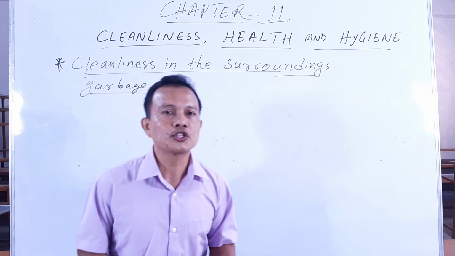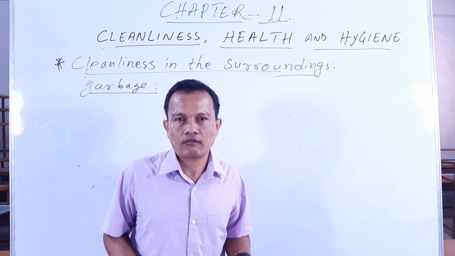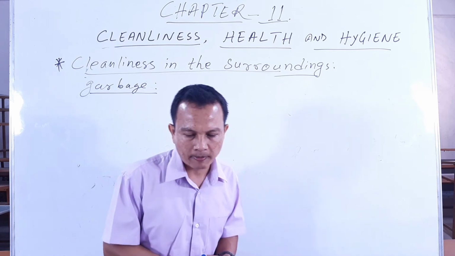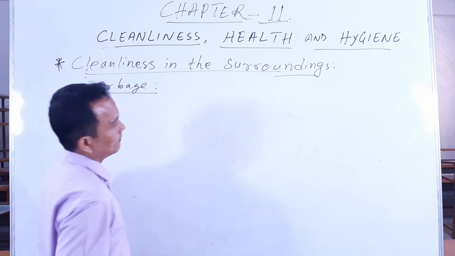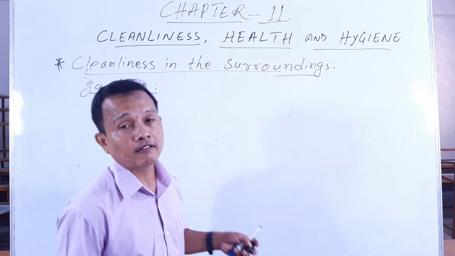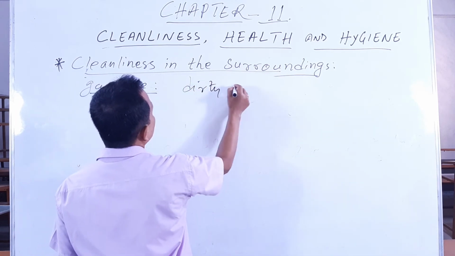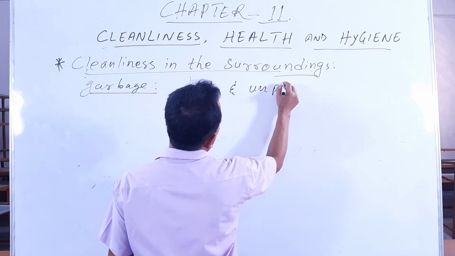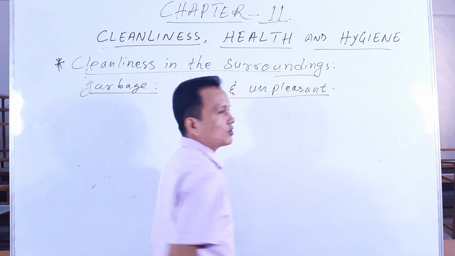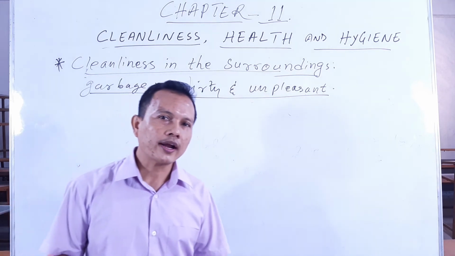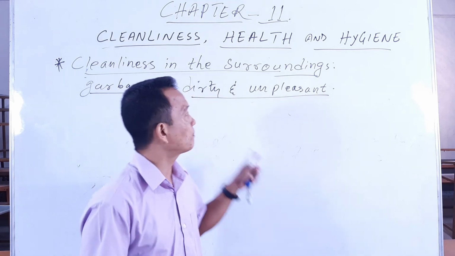And sometimes we spit on the walls, we spit on the road. These are very bad habits that we practice, and they make the environment unpleasant and dirty. So what do we need to do to take these precautions or measures? How can we protect, or how can we avoid practicing all this?